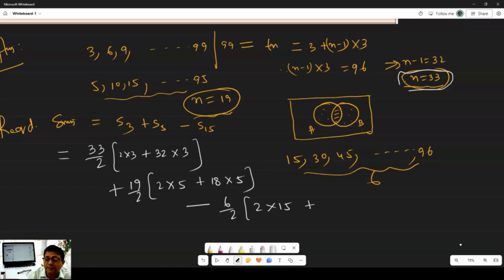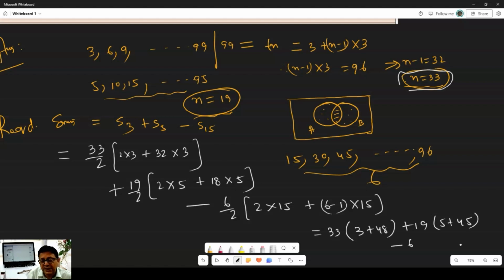N minus 1 is what here? 6 terms are there. 6 minus 1 into d, that is 15. Understood? You all can simplify it and do it. Clear? Should I help? Okay, I am helping. 33 into divide by 2. 3 plus 48. 19 into divide by 2. 5 plus 45. 6 into divide by 2. N by 2 plus n minus 1 into d. 6 terms are there.